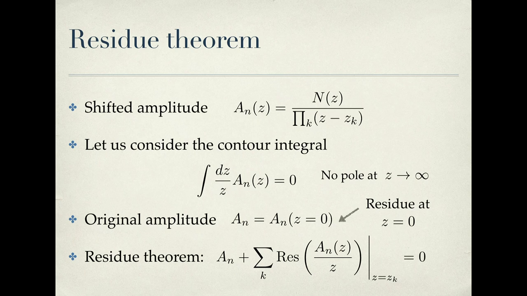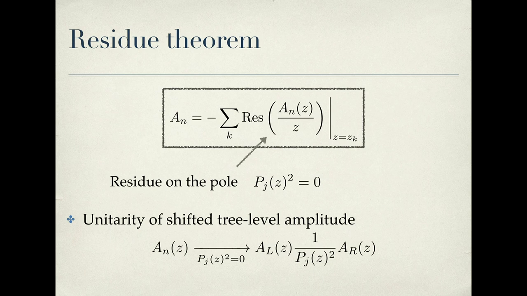We have a function. If we sum over all the poles, and the function vanishes as z goes to infinity, the sum of all residues is zero. Okay, very good. So the thing that we want to calculate, An, is related to some residues of this function. It doesn't seem very useful yet because how do we calculate this thing? But we will see very quickly that this is actually what we can easily calculate. So An is equal to minus the sum of residues at z equals zk. These are all the poles in A n of z, located here.